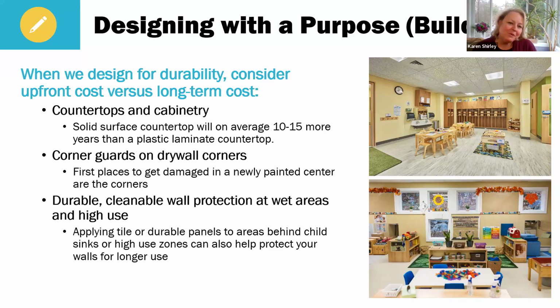When we design for durability, there are some things we need to think about to increase the timeline of materials and decrease our expenditures of maintenance. One thing to think about is countertops and cabinetry. This is a product called solid surfacing, from several different vendors. You may have heard of Corian. This one happens to be by Wilson Art.